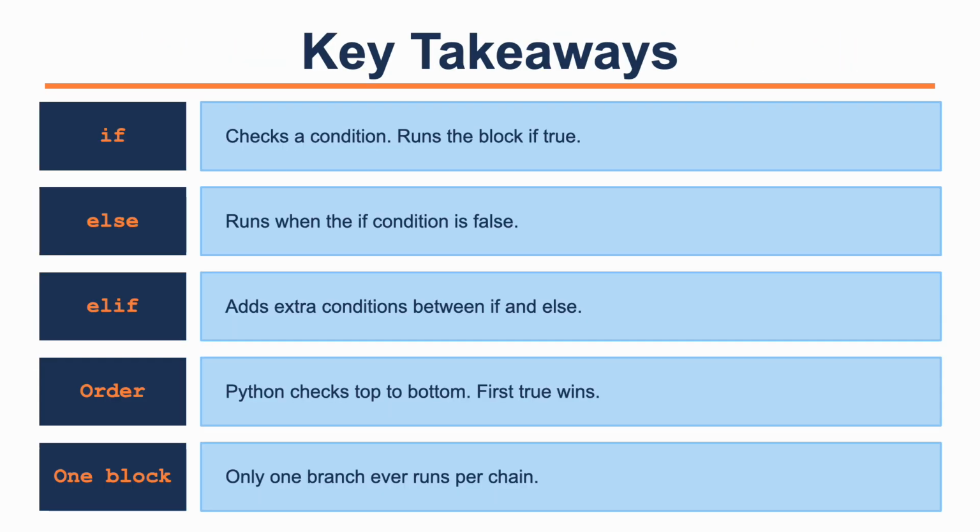These are the key points from this lesson. The if statement checks a condition. The else block handles the false case. The else if keyword adds extra conditions between them. Python checks each condition in order and runs only the first true block.